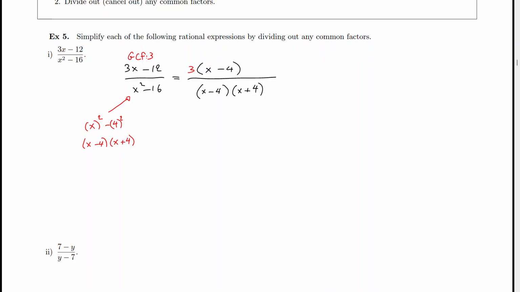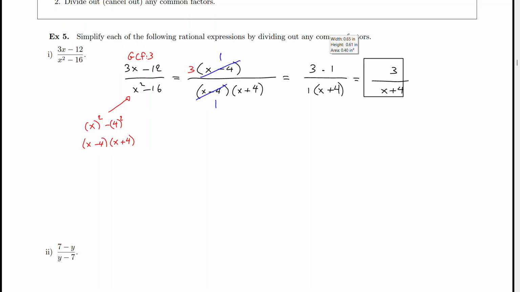I can see that the same parentheses, x minus 4, is repeating on the numerator and the denominator. So I erase it and I write a 1 in its place. So that means it's going to be 3 times 1 on the numerator divided by 1 times x plus 4 on the denominator. And those extra 1s are not going to make any difference. 3 times 1 is 3, and 1 times x plus 4 is simply x plus 4. And that's how you factor and reduce the fraction.